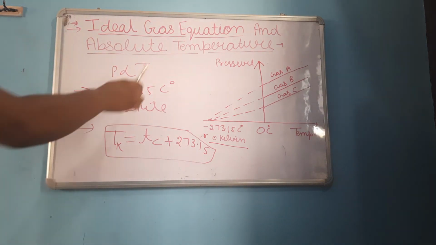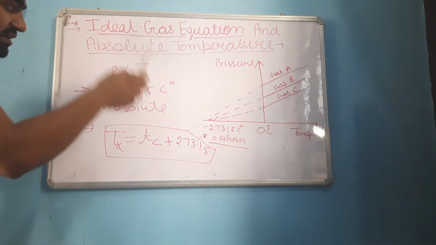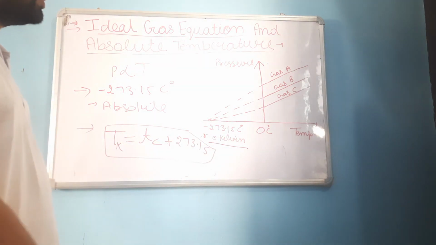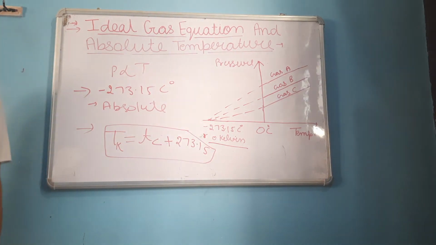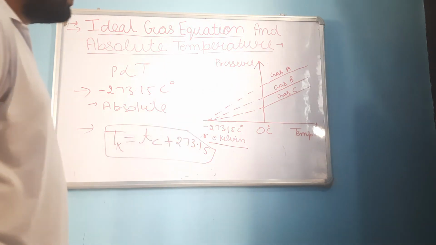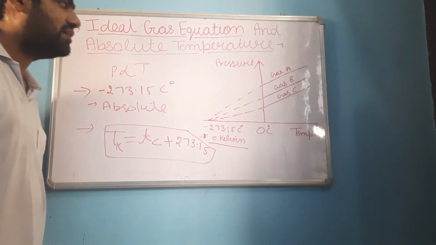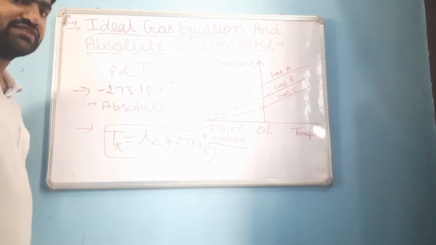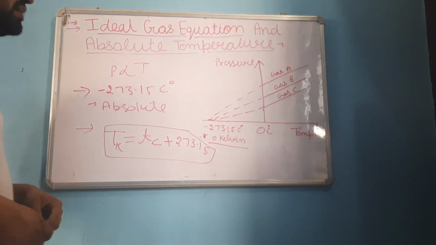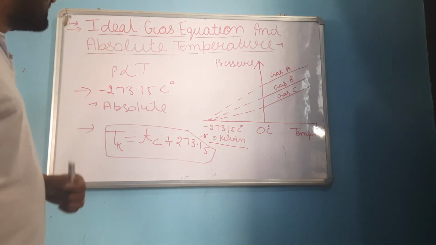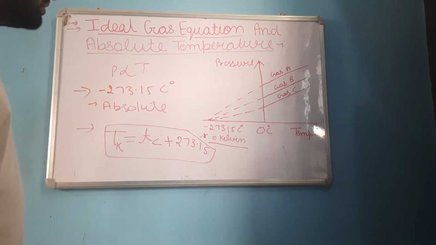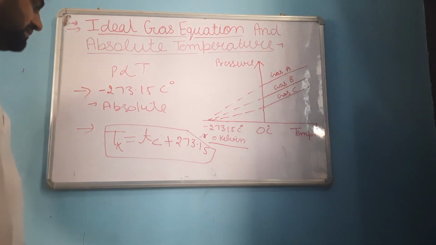So this was our absolute temperature, that is minus 273.15 degrees Celsius, where the value of the pressure becomes zero for any kind of gas at low density. This is the case for an ideal gas. It may vary a little bit in the case of real gases. So this was our topic for today. Thank you.